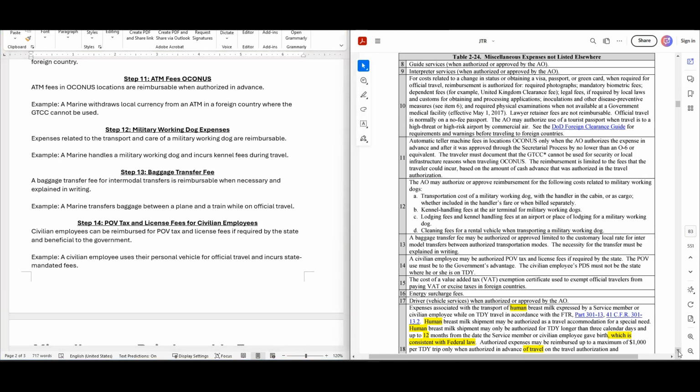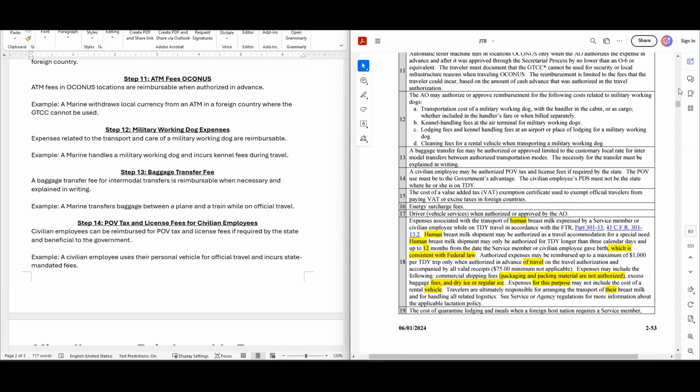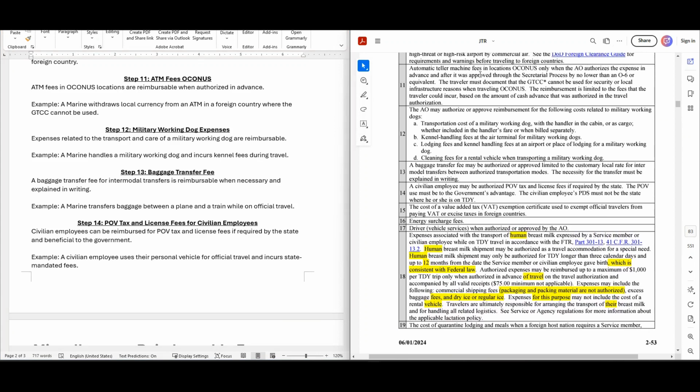So now we're going to come into the ATM, those automatic teller machine fees, in locations OCONUS, only when the AO authorizes the expense in advance, and after it is approved through the secretarial process with no lower than an O-6 or equivalent command approval. The traveler must document that the government travel charge card cannot be used for security or local infrastructure reasons when traveling OCONUS. The reimbursement is limited to the fees that the traveler could incur based on the amount of cash advance that was authorized in the travel authorization.